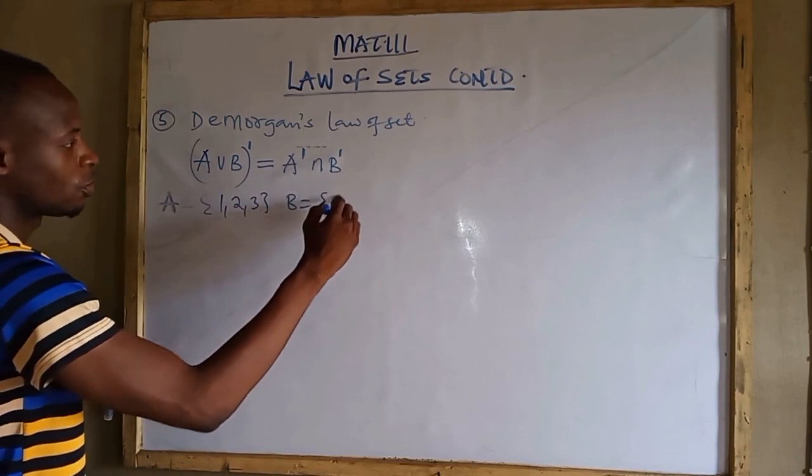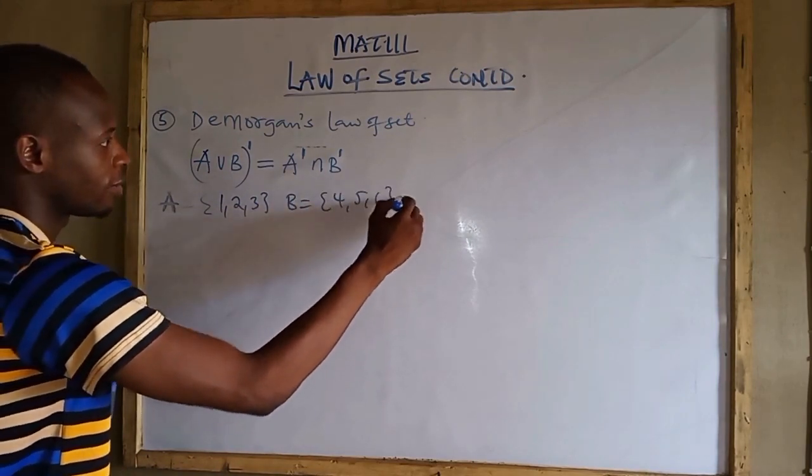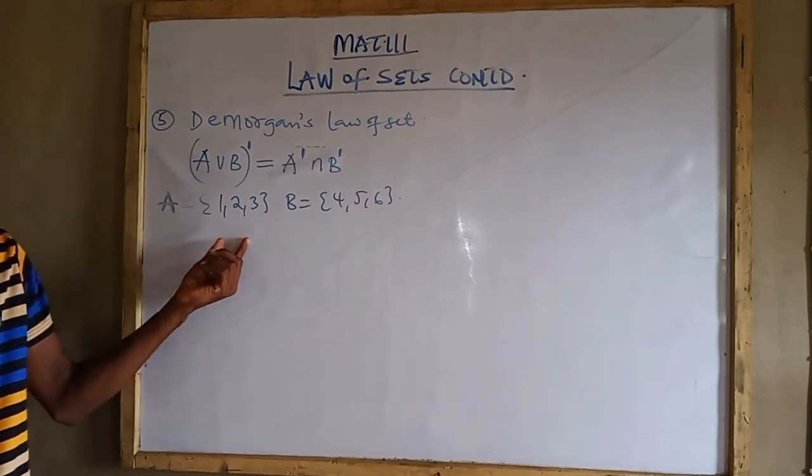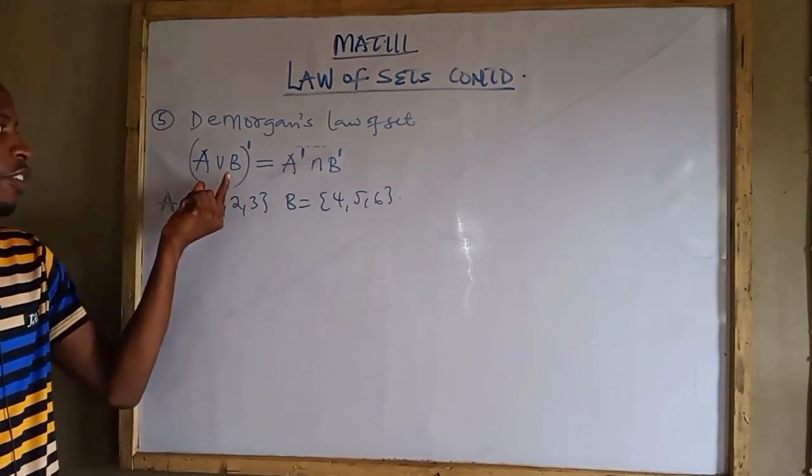And B is equal to 4, 5, and 6. Are we following? We have A equals 1, 2, 3, and B equals 4, 5, and 6. Then we want to verify that this is equal to this.